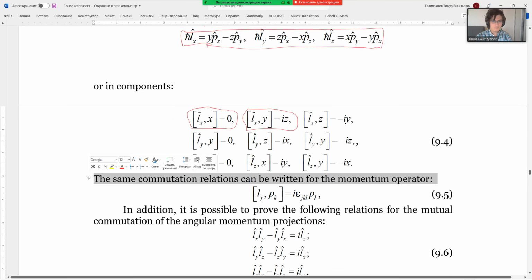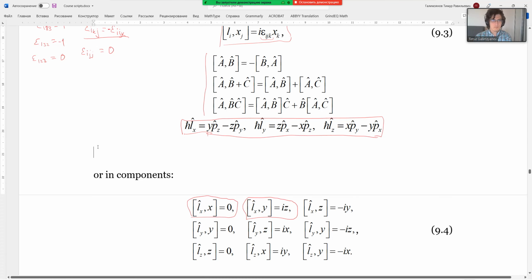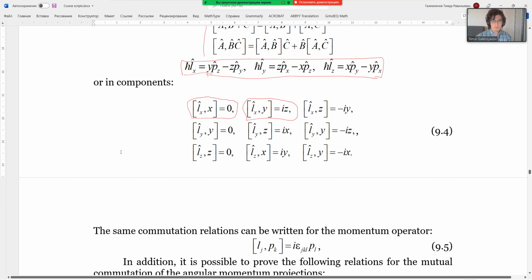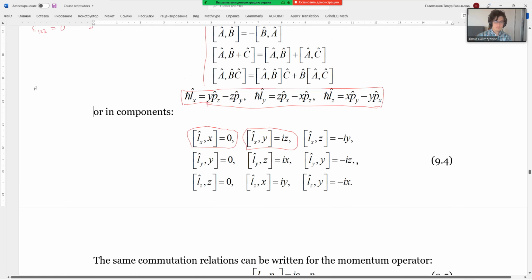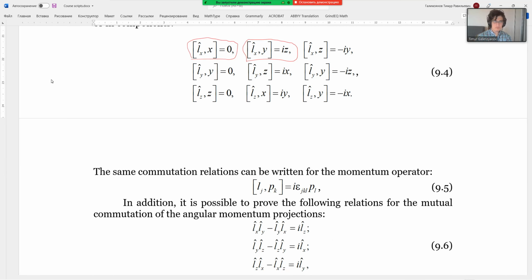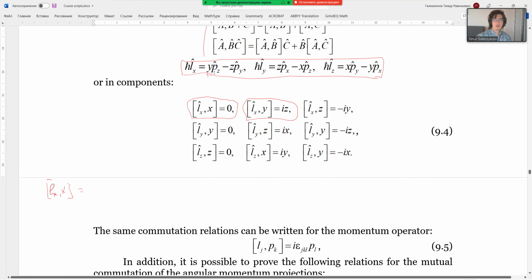Let's calculate this. Do the following way. So, the commutator [Lx, x]. Okay, what is Lx? Lx is y pz minus z py. So y pz minus z py. It's z, should be z. Sorry.